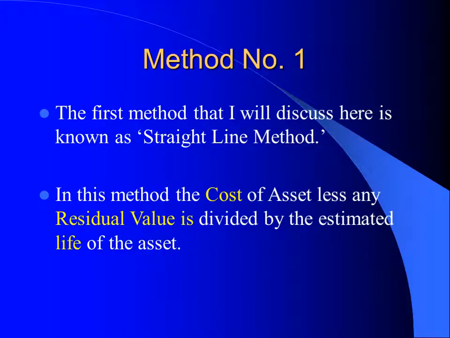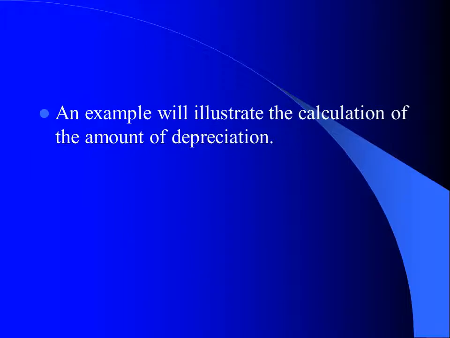So the first method is known as the straight line method. What happens here is that we take the cost of the asset, we deduct the residual value and then divide the remainder by the life of the asset. How this is done is shown in the example in the next slide. So an example follows showing the calculation under the straight line method.